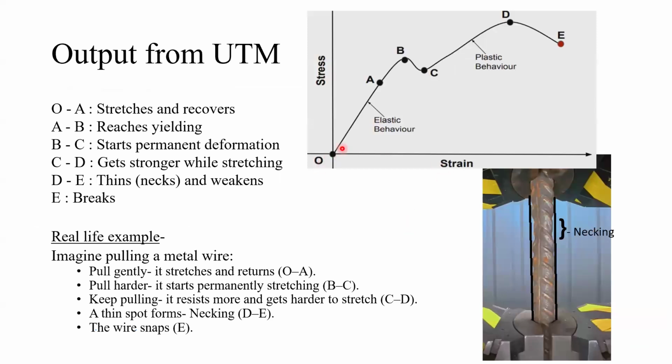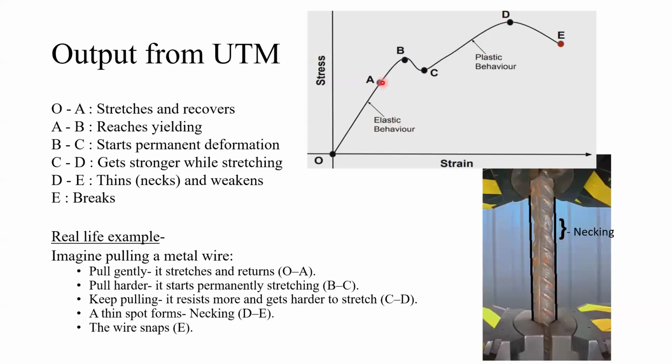So this is our output, how your output looks like. The O to A portion of the graph is what you'll get as output. The O to A portion is directly proportional, stress to strain. Stress is how much pressure or force you apply, and strain is how much the object gets deformed, as said earlier. So on the O to A portion, you apply a particular pressure and it gets deformed.